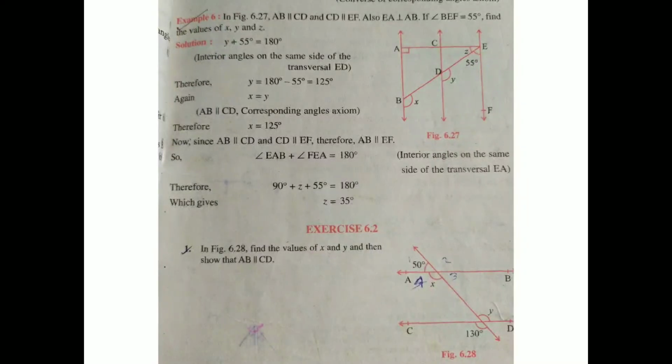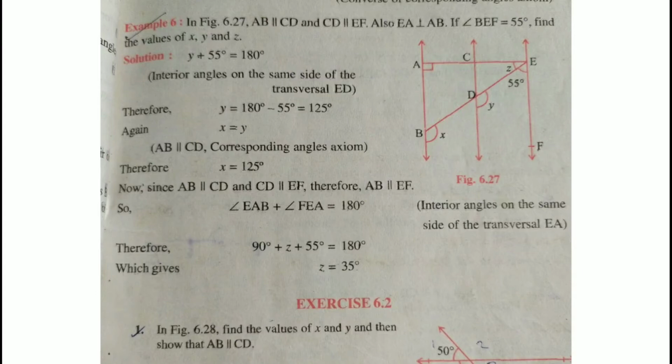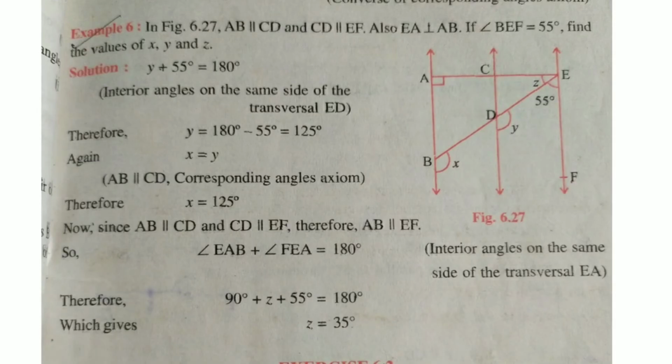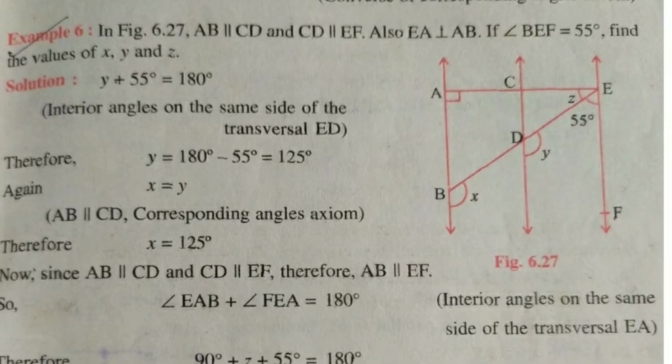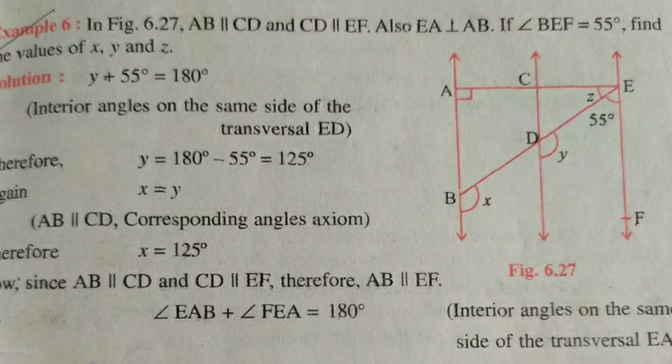Good morning, students. Today in class 9th, we are going to solve problems based on parallel lines. As you can see here, example 6. In figure 6.27, AB is parallel to CD and CD is parallel to EF, and also EA is perpendicular to AB. If angle BEF equals 55 degrees, find the values of x, y and z.